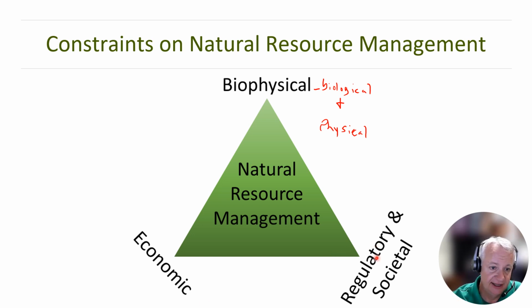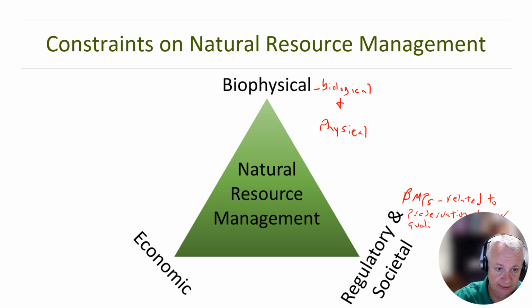Regulatory and societal, these are constraints associated with regulations or laws. It may just not be legal to do particular natural resource management activities in particular places. Examples of regulatory constraints are best management practices, or BMPs. We have best management practices, usually related to water quality in forestry, or preservation of water quality, which constrain what kind of management we should be doing in a particular place.